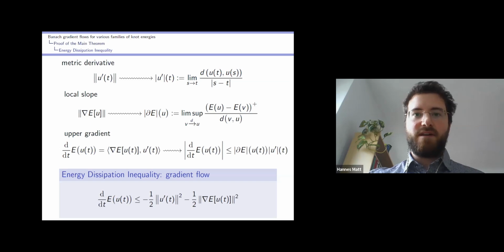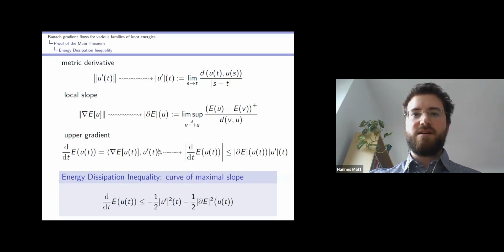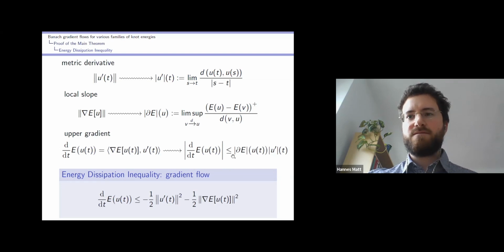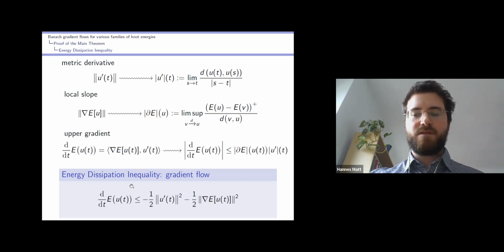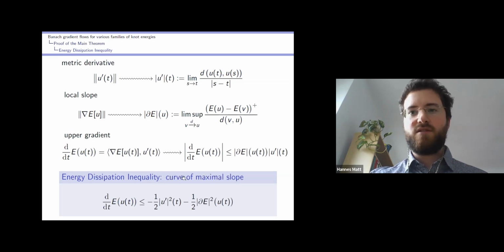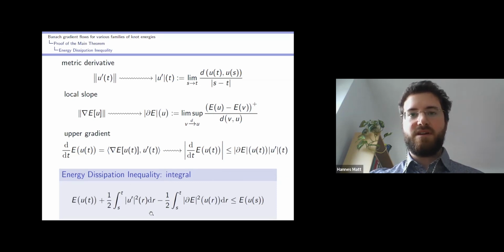And the third thing we need to generalize is the chain rule. Here is the chain rule. And we lose this Hilbert space or this inner product. But what we can get is a kind of chain rule inequality, and that's called the upper gradient inequality. And using this, we can transform this energy dissipation inequality from the gradient flow case into the so-called curve of maximal slope case. Curves of maximal slope are just defined as those curves that satisfy these energy dissipation inequalities, which now make sense in metric spaces. And we can also go one step further and integrate on a time interval and then get this integral energy dissipation inequality.